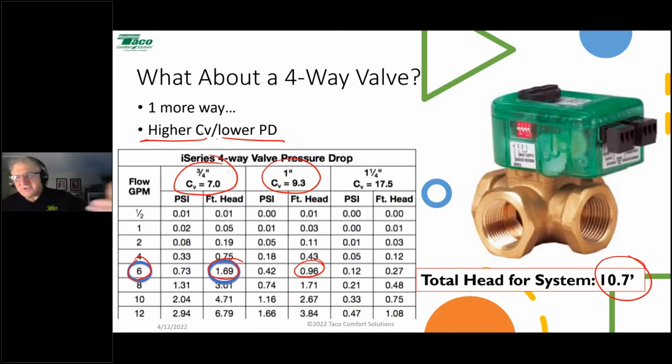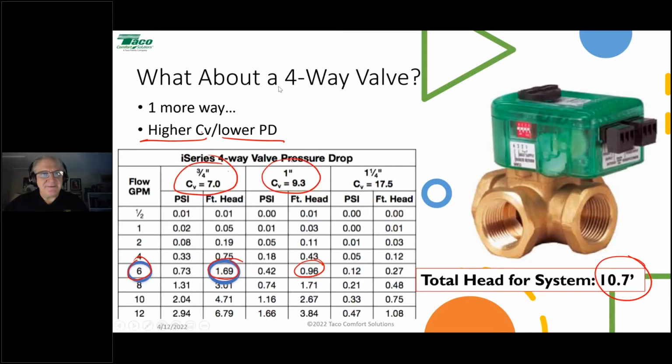So when you're thinking about a mixing valve, especially a 4-way mixing valve, the smallest you can use and still keep the overall system head loss where it needs to be for the circulator is going to be to your advantage. You'll have better water temperature control when you use a smaller valve.